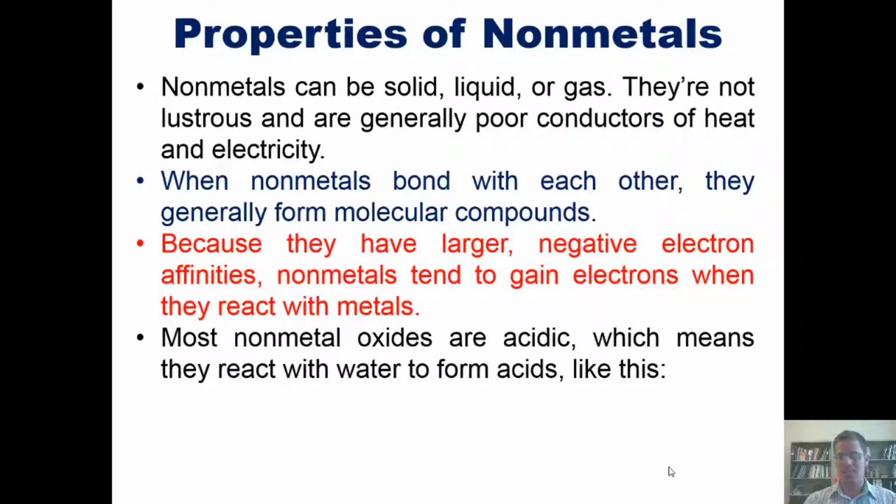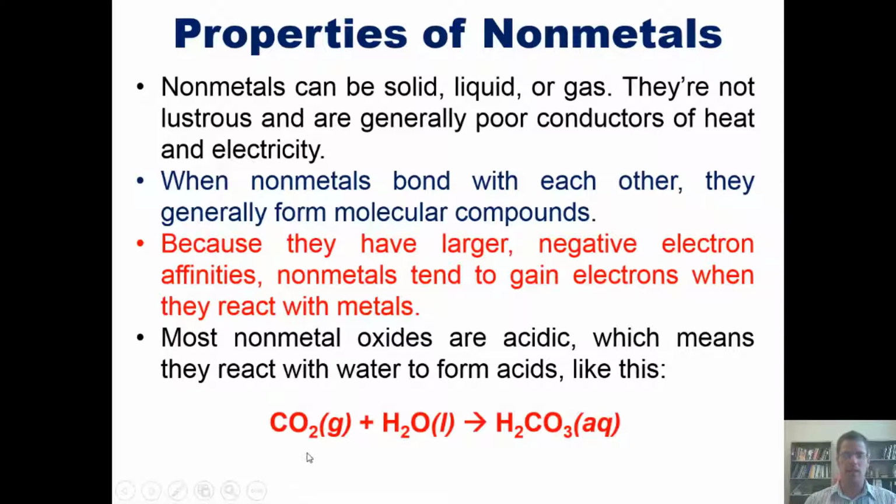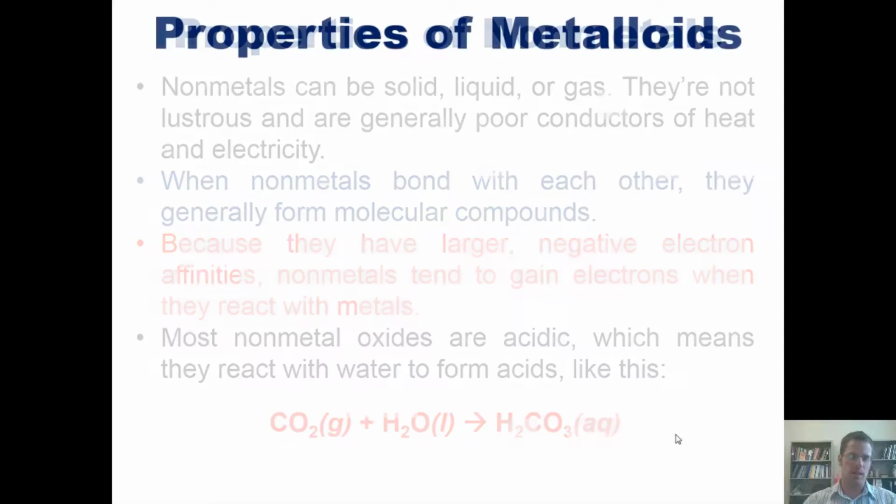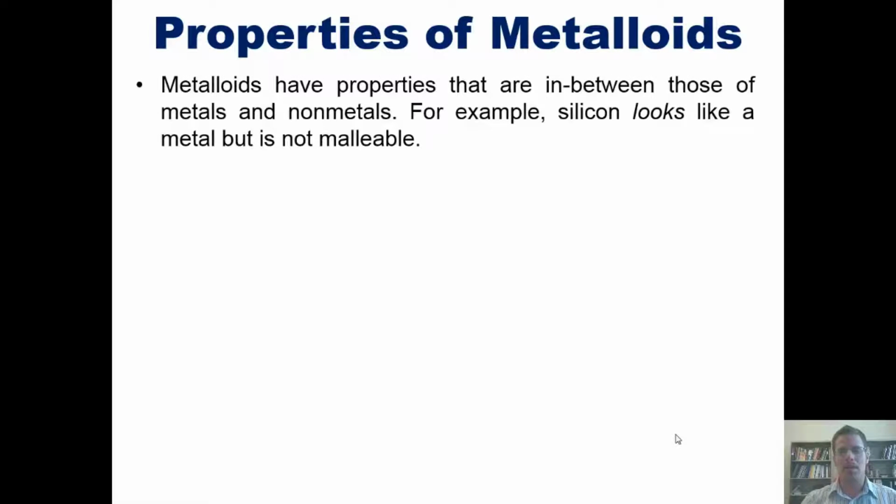Most nonmetal oxides are acidic, which means they react with water to form acids, as seen in this equation. Carbon dioxide, an example of a nonmetal molecular compound, reacts with water to form this molecule called carbonic acid. Now we'll discuss the properties of metalloids. Metalloids have properties that are somewhere in between those of metals and nonmetals.